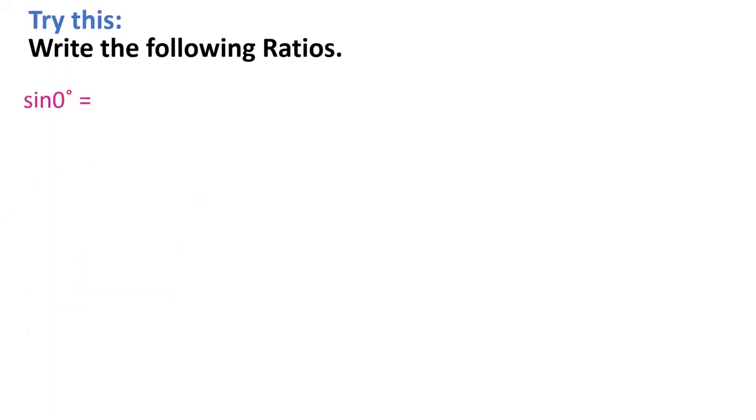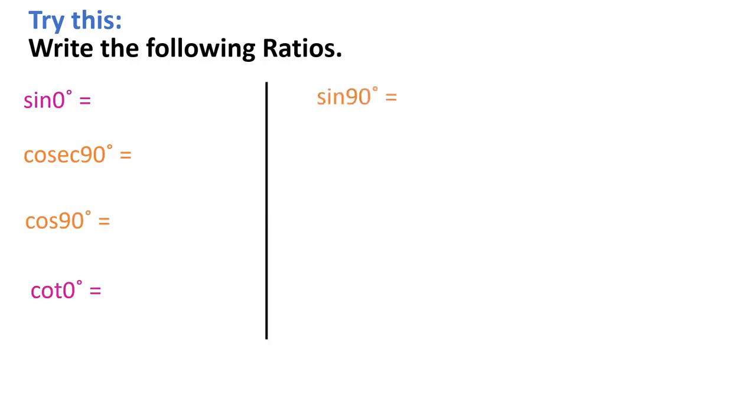Now try this. Write down the following ratios. First one, sine 0 degree, cosec 90 degree, cos 90 degree, cot 0 degree, sine 90 degree, cos 0 degree, tan 90 degree, and sec 0 degree. I hope all of you have written the correct ratios.